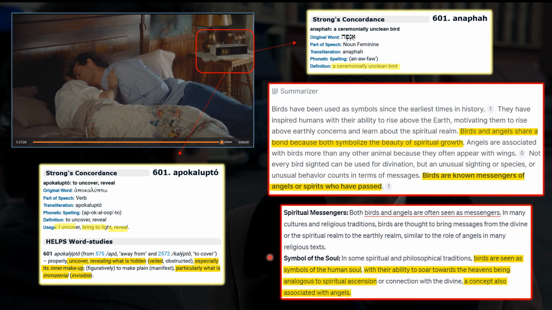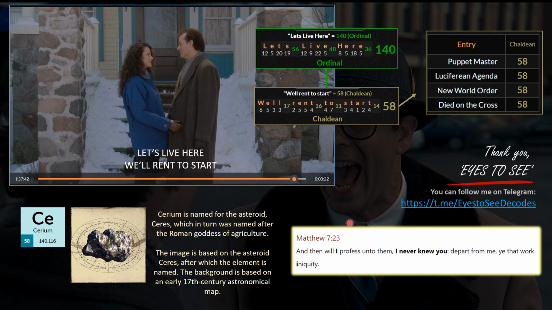So we can see here that he got bought, he got owned, he made it tomorrow, but he's an unclean bird. He didn't quite make it out of Groundhog Day. And we see that here with the eggs at the bed and breakfast, when Phil says to Rita, "Let's live here. We'll rent to start." So he decides to stay in Punxsutawney, and "let's live here" is a 140 in English, and "we'll rent to start" is a 58 in Chaldean.